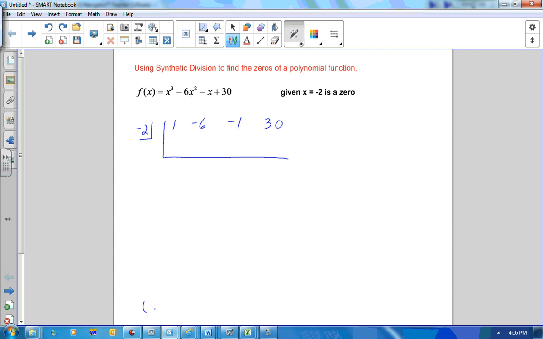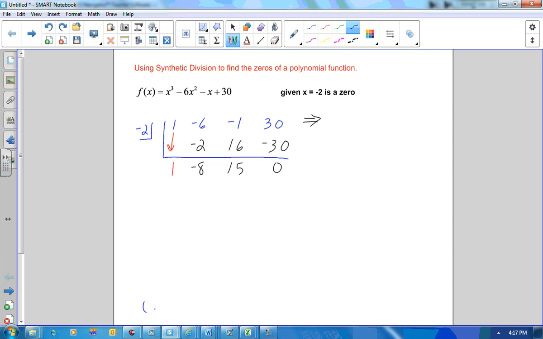All right, so the first thing we want to do then is, let me change colors here for you. And so we're going to always bring down the first term. And once we bring down the first term, after that it's just multiplying and adding. So -2 times +1 gives me -2. I add them together, I get -8. -2 times -8 gives me a +16. 16 plus a -1 is 15. -2 times 15 gives me -30. And I should get a 0 here because -2 is a zero, and that represents the remainder.